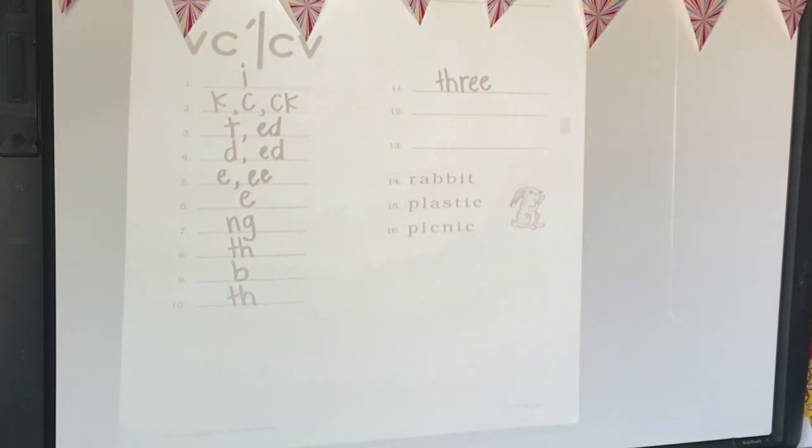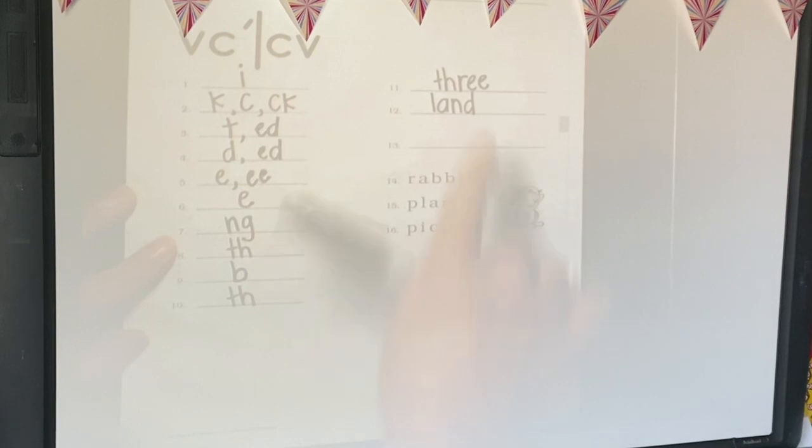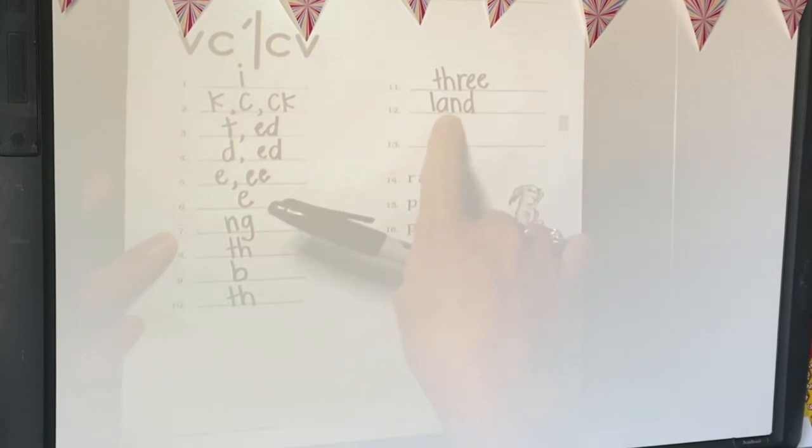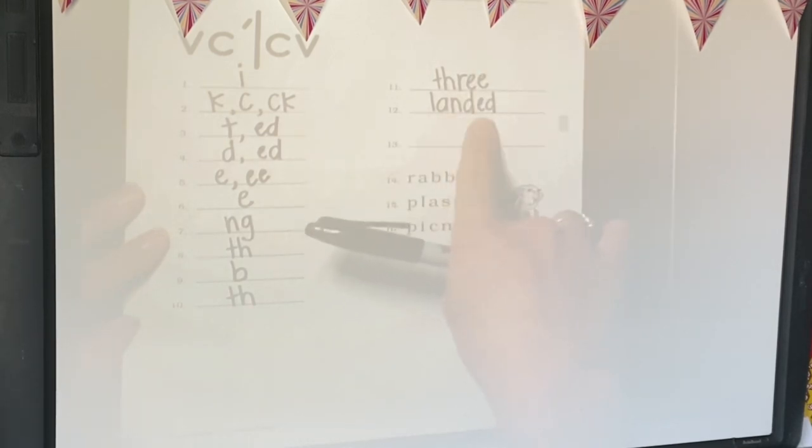We're going to spell the word landed. Landed. Oh, I'm hearing that ed suffix at the end. So let's start by writing the root word land. L-a-n-d. But my word wasn't land. My word was landed. So I have to add that ed suffix at the end to spell the word landed.